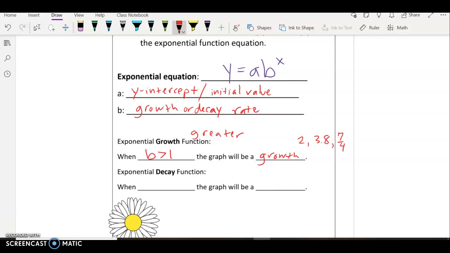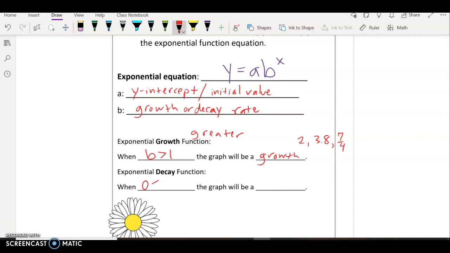Because 7/4 is really just 1.75. So if it's an improper fraction where the numerator is larger, it's actually a value bigger than 1. So it is a growth. You could always type fractions in your calculator to see if it's bigger than 1 or less than 1.